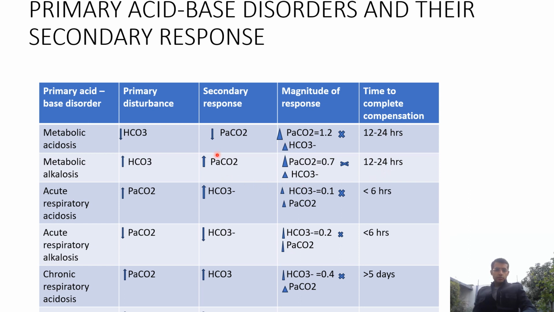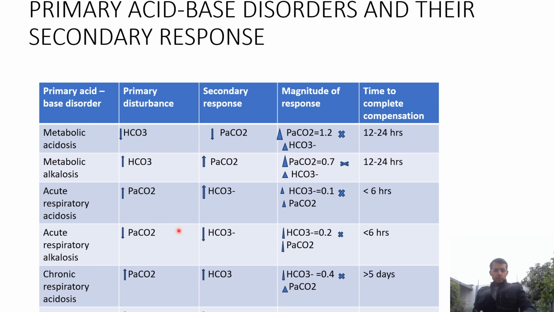Acute respiratory acidosis, when the patient is having a respiratory problem, PaCO2 goes up, bicarb goes up, and what is the change in bicarb? It is a factor of only 0.1. So this was what I was talking about. It is a very slow process. It changes only by 0.1 into delta PaCO2 and less than 6 hours. Acute respiratory alkalosis, PaCO2 goes down, bicarbonate goes down, and delta bicarb is 0.2 into delta PaCO2, less than 6 hours.